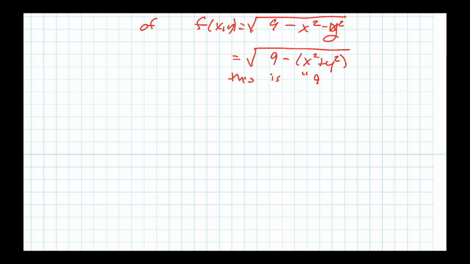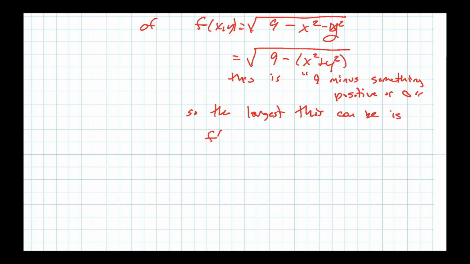Nine minus something positive or 0. Right? So you need to be able to look at this and recognize that the biggest you can make this square root is going to be square root 9, right? So the largest you could make it is if you plug in 0, 0, you would have square root 9 minus 0 squared, right? Which would be 3.